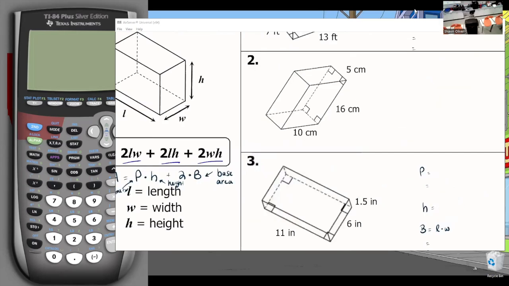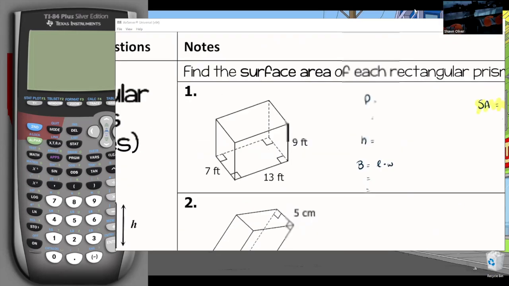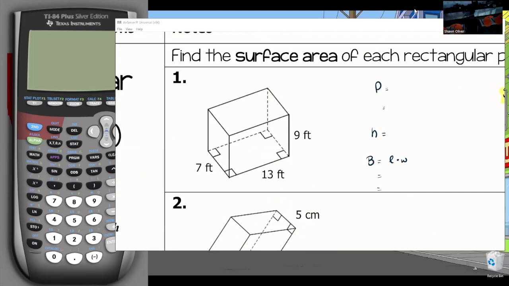Now, when you're looking at our rectangular prisms, for the most part, the base is going to be what it's sitting on. With rectangular prisms, that's the case. So if you look, the base is this bottom rectangle here. So we're going to need to find the perimeter of the base, the area of the base, and then the height of our prism. So that's where a lot of kiddos get in trouble, is they get the height of the base and not necessarily the height of the prism.